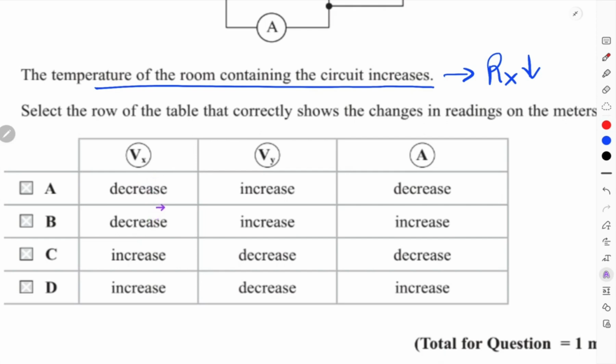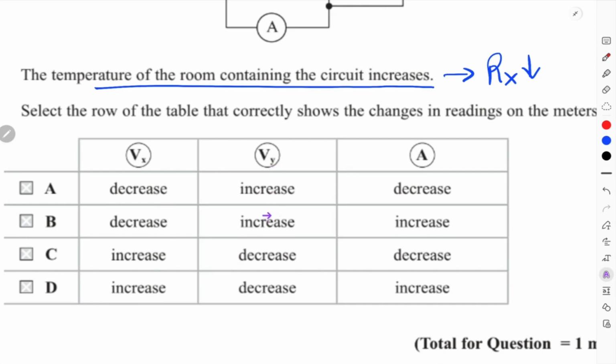Vy will increase because obviously if the total voltage was like V units, right, it would be divided for the two components depending on the ratio of their resistance. So now if Vx is decreasing, obviously providing more voltage available for the component Y. So in that case, Vy will increase.